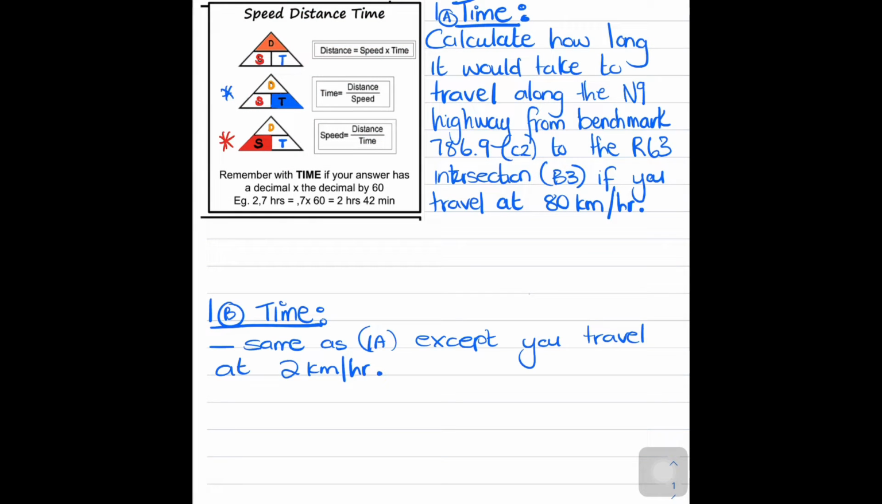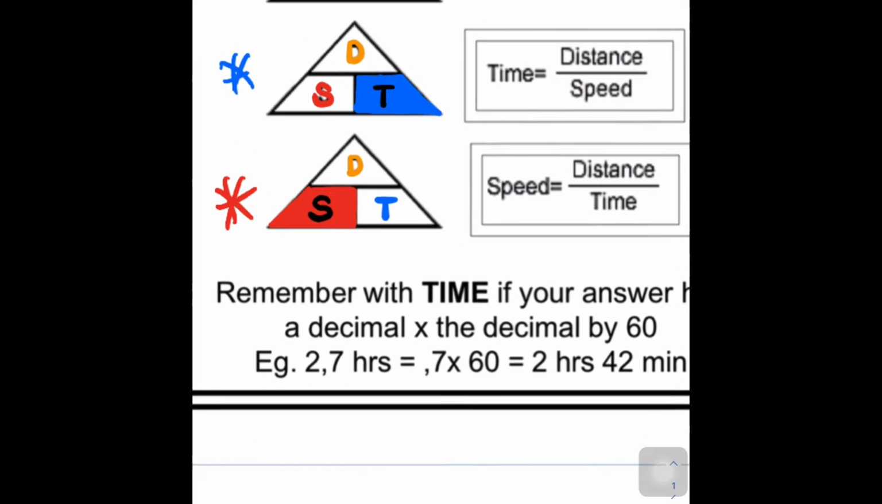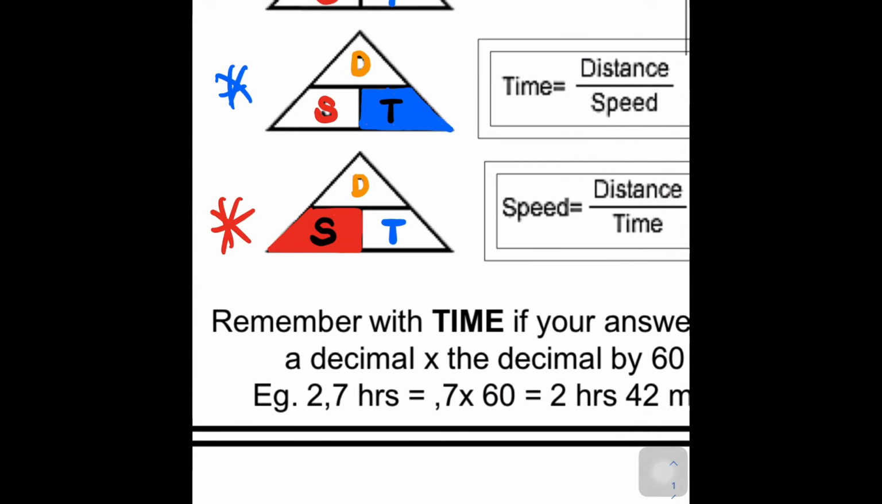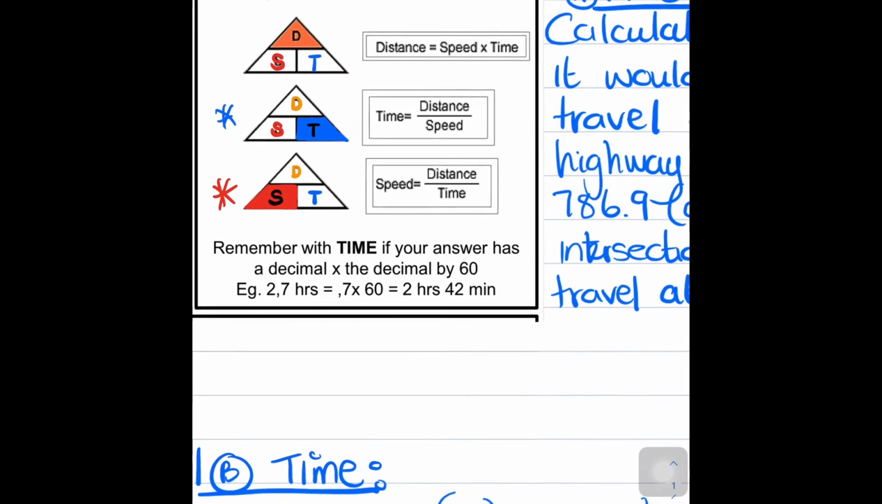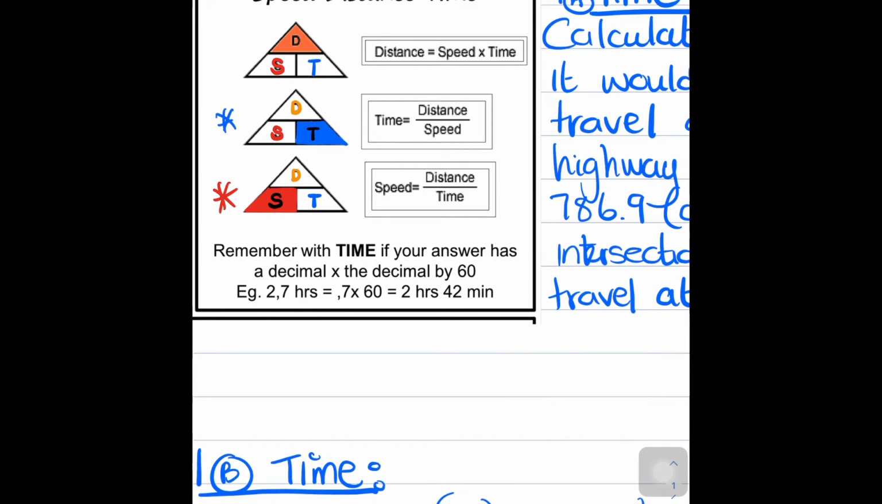Okay, so when we look at our little triangle, just remember that it's like alphabetical. The D is at the top and then it goes S left and then T, or some students remember it as D, S, T and then the V, kind of that shape. The first step that I often see students make as a mistake is that they put the letters in the wrong place, and that obviously is going to mess up your formula. So make sure that you remember the letters in the correct location.